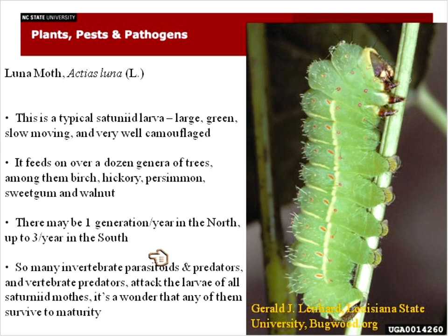There are many invertebrate parasites and predators, and also various vertebrate predators, birds, mammals, snakes, and lizards, that eat the larvae of Saturniid moths. So many get destroyed, it's a wonder that any of them survive to maturity at all. And if you've ever, as a kid, as I did, tried raising a caterpillar only to have a wasp or a tachinid fly emerge from it, you know how disappointing that is.